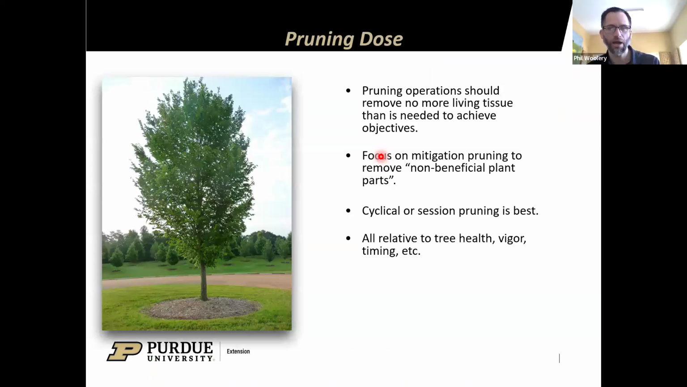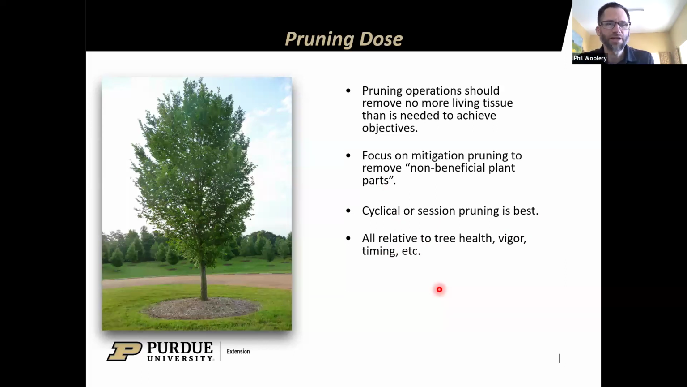All right, so pruning dose. How much should you cut off a tree when you're pruning? When we're pruning, we shouldn't remove more living tissue than is needed to achieve our goals, and we want to remove non-beneficial plant parts, the things that aren't beneficial for us. So cyclical or session pruning is best. If you can come back every year or every other year to do work on it, it's going to be better than trying to do a bunch of work in one year, because it'd be less effect. If we want to have these branches up here, we can take off some lower branches one year and then slowly move up. And it's all going to be relative to tree health and vigor.